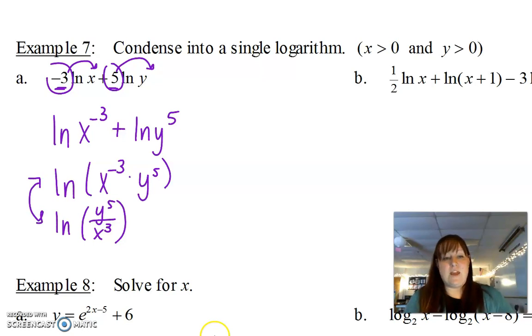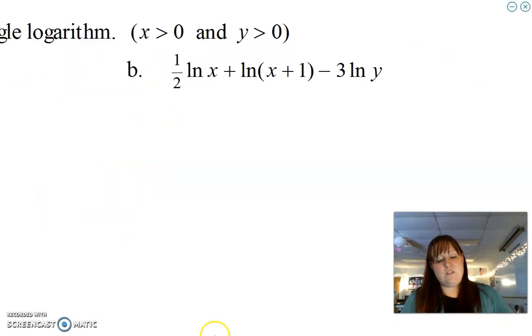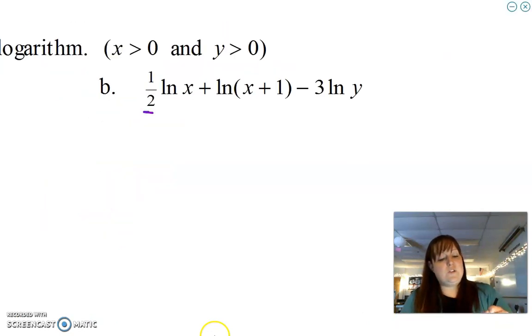They're the same thing. It just depends on what we're needing to do with them. Okay. This next one has a few things going on, but again, the first thing I see is some numbers in front of the natural log, which tells me I'm probably going to bring them up into the exponent. So let's go ahead and try that. So I bring that 1/2 into an exponent.